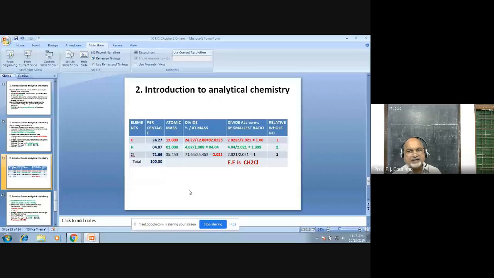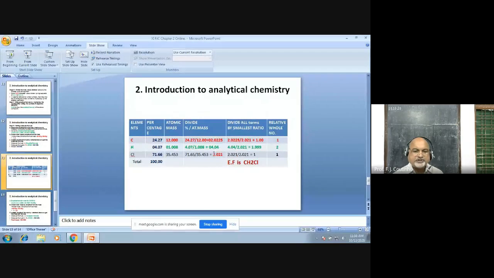You can either do it directly using tables, or you can use a log table. Any table you can use. Okay? Now, the next operation. What is the next operation? Whatever ratios we have got, these three ratios, 2.0225, 4.04, 2.021. Which is the smallest ratio out of these terms? It is 2.021, because here it is 2.0225. So this is the smallest.